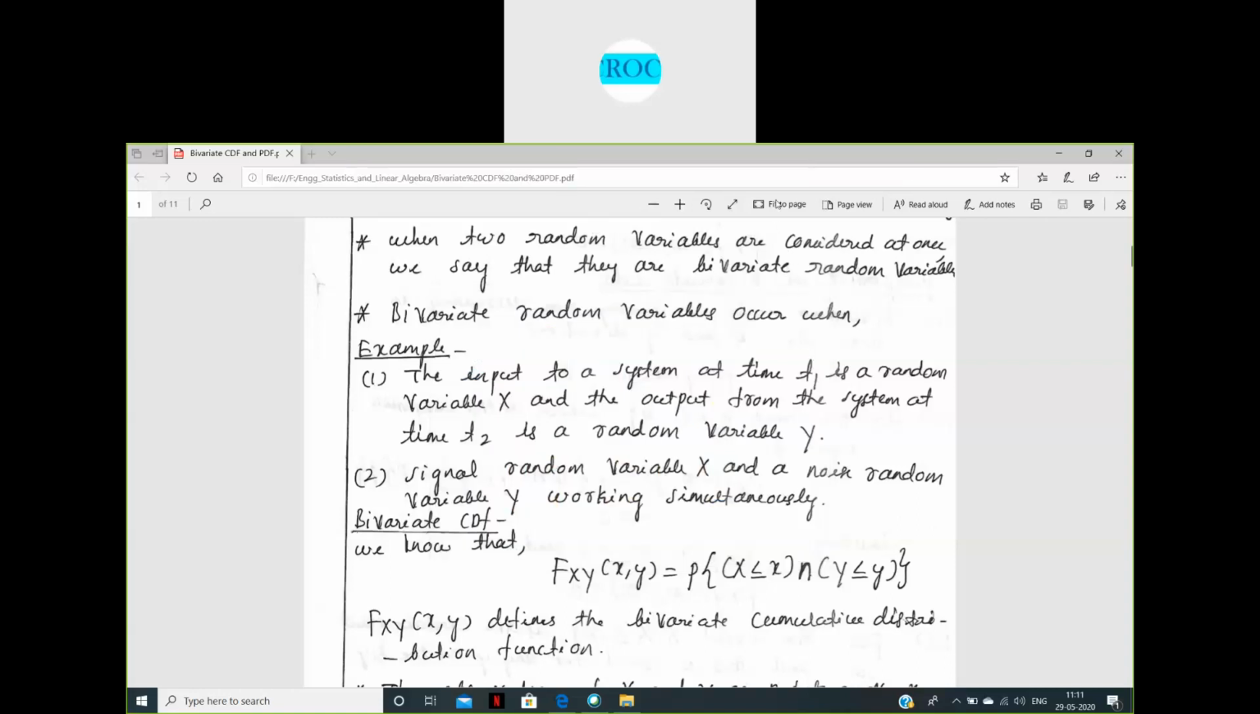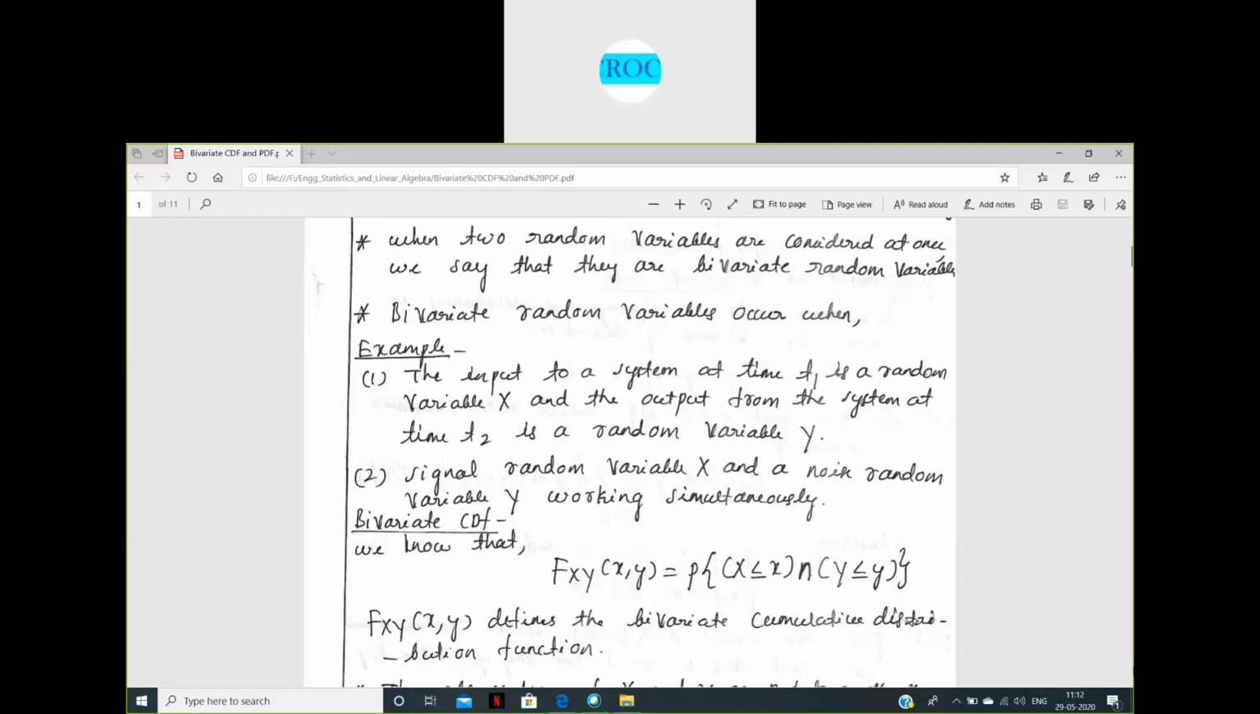In this session, we'll study what is a bivariate random variable, and also we'll study the cumulative distribution function and probability density function for bivariate random variables and problems related to bivariate CDF and PDF. First, we'll understand what is a bivariate random variable. When two random variables are considered at once, we say that they are bivariate random variables.